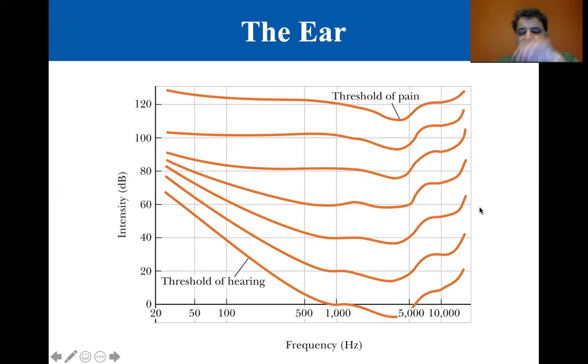These are the threshold of hearing, the 0 dB. Notice that it's not flat. The response is dependent on the frequency. The widest range is around 350. That's where, 3,500, I said 350. 3,500. That's where we have our widest range.